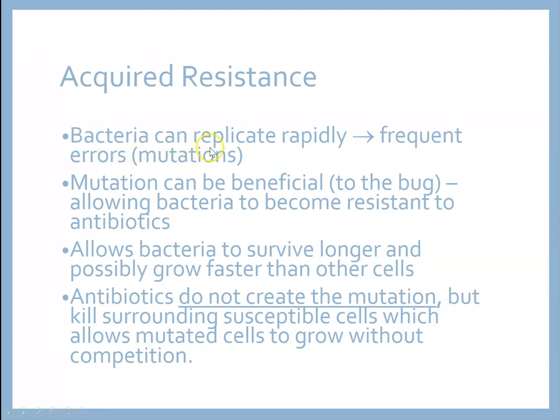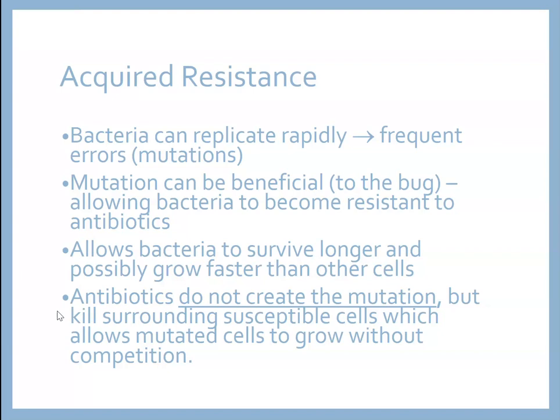Bacteria can replicate really fast, which means that they're prone to frequent errors or mutations. And these mutations can be very beneficial to the bug itself because they can learn about the environment they're in and become resistant to things that are trying to kill them, which allows the bacteria to survive longer and possibly grow faster than other cells. Now, antibiotics don't create the mutation, but they create an environment in which mutation is more likely to occur, by killing the surrounding susceptible cells.